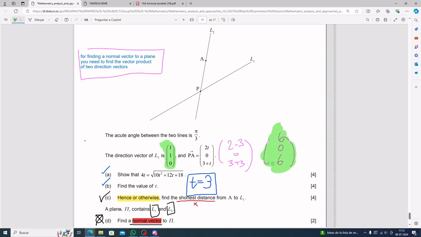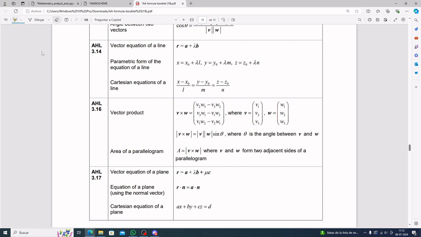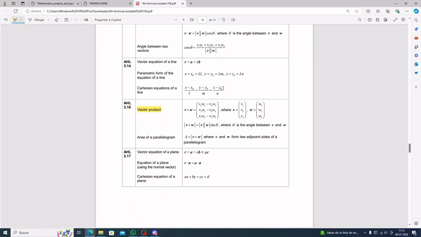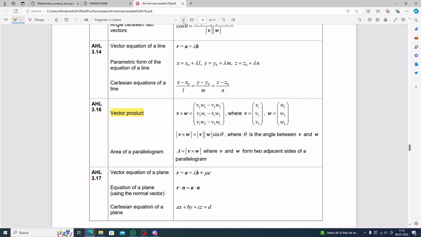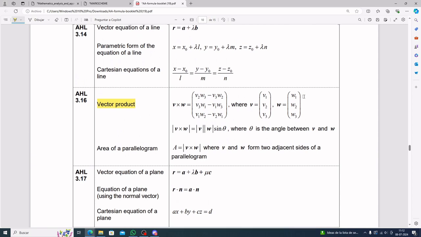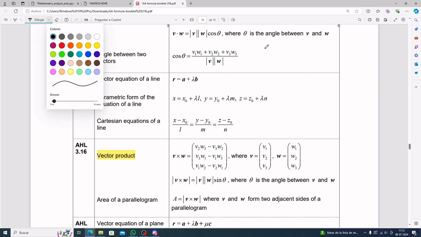So how do you find the vector product of these two? Well, that is the next big buzzword that you need to identify: vector product. In your formula booklet it is right there. Getting familiar with the formula booklet is absolutely essential. Looking at this format over here, it's obviously a little harder to follow, so I think it might be wiser if we bring the process over here.